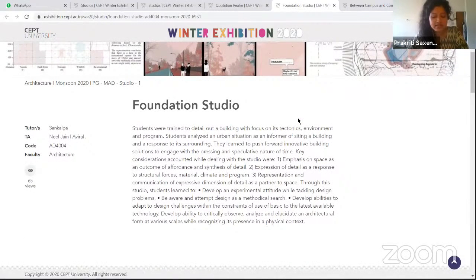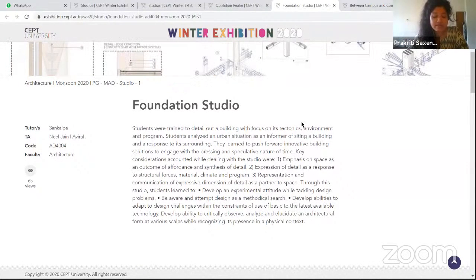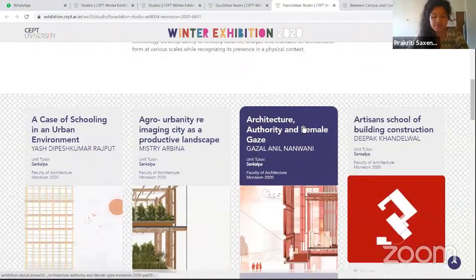Key considerations accounted while dealing with the studio were an emphasis on space as an outcome of affordance and synthesis of detail, expression of detail as a response to structural forces, materials, climate, and program, representation and communication of expressive dimension of detail as a partner to space.